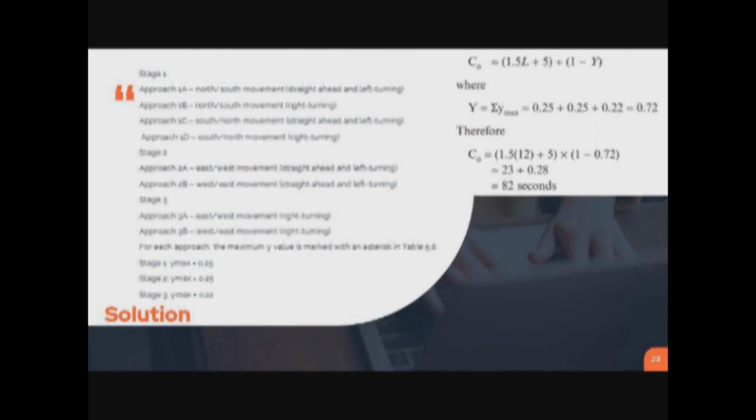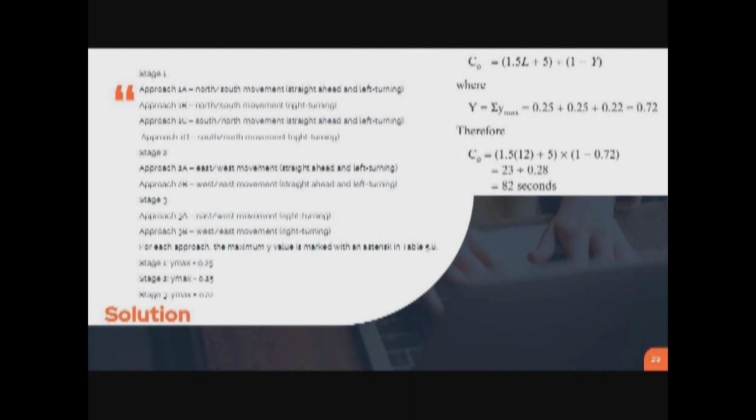0.22. So for each of the 3 phases, the lost time due to starting delays is 2 seconds, as is the lost time during the intergreen period. The total lost time is therefore 12 seconds, since 4 times 3 seconds is equal to 12 seconds.